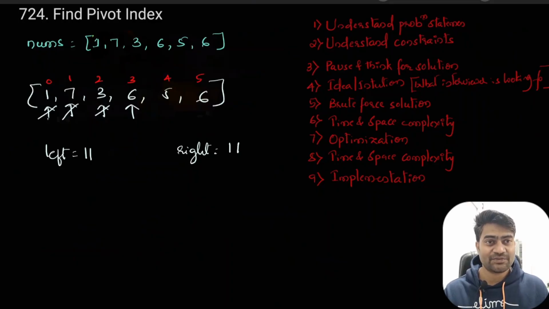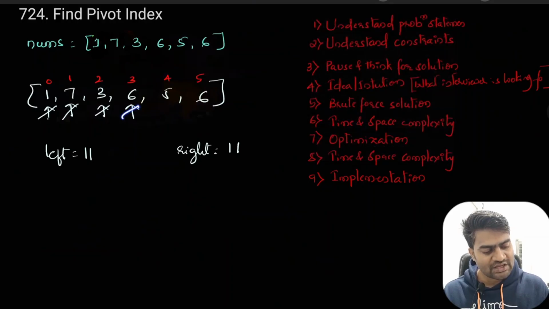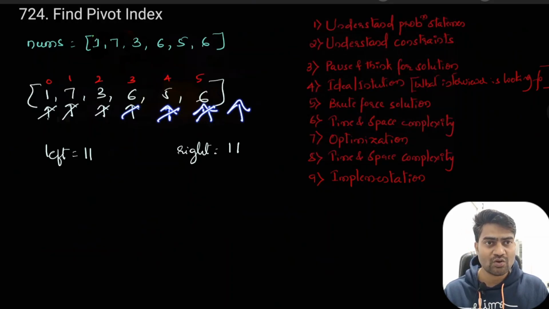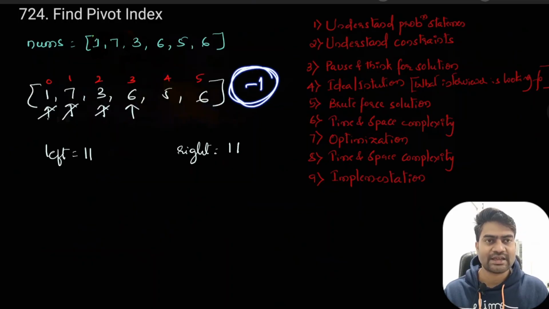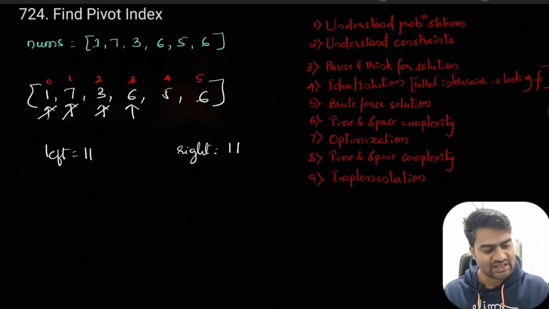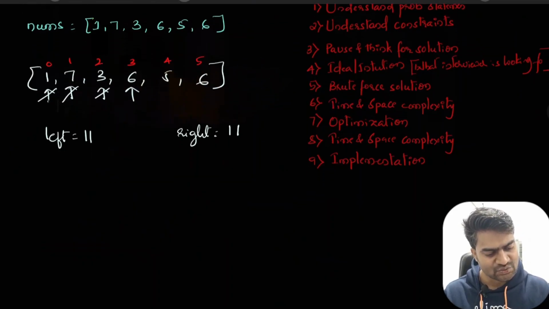So in case if there is no pivot index exists, then what happens? We will keep on moving this pointer next, this pointer next, and it will move out of the index. So if that is the case, then we don't find the pivot index. We will have to return -1 in that case. Okay. So with that, let us try to write the pseudocode.